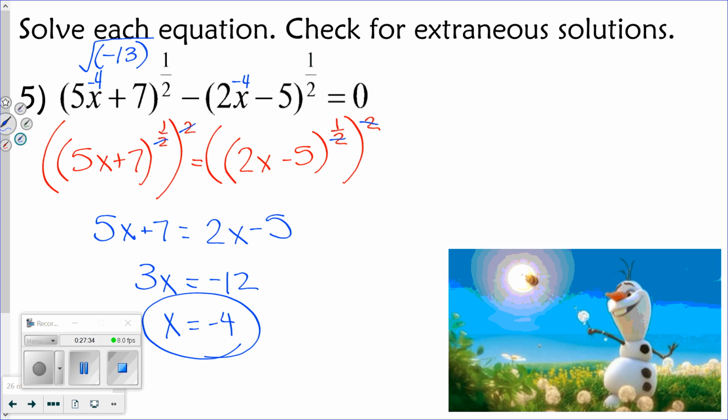But what would this one need to be for this still to work? If this is still the square root of negative 13, the square root of negative 13 minus the square root of negative 13 would still be 0. So 2 times negative 4 is negative 8 minus 5. It's negative 13. So is it a good answer? Yes, it is. Because the square root of negative 13 minus the square root of negative 13 still is 0. So that answer is okay.